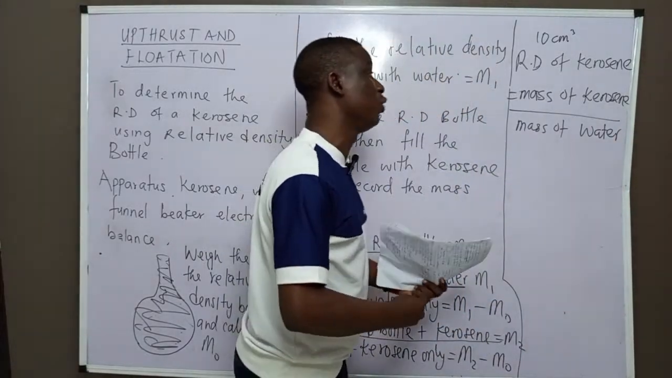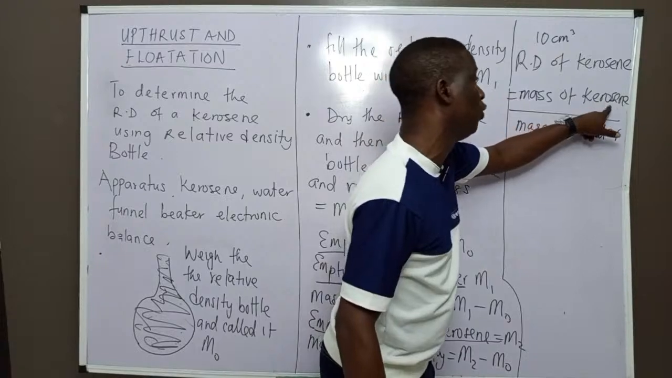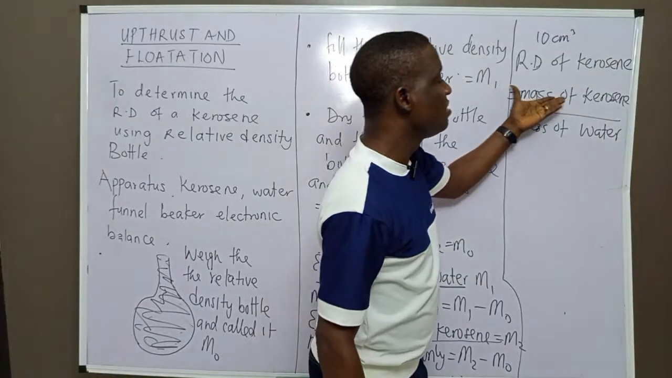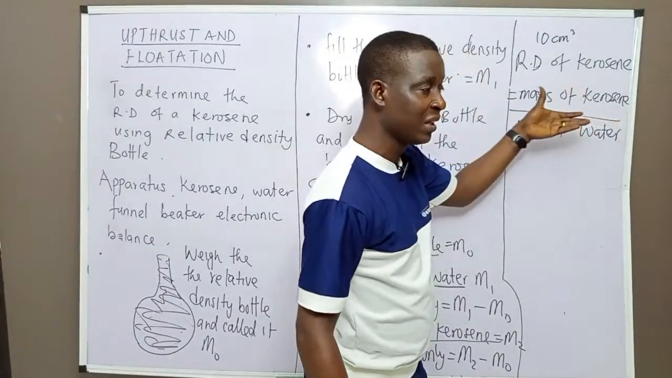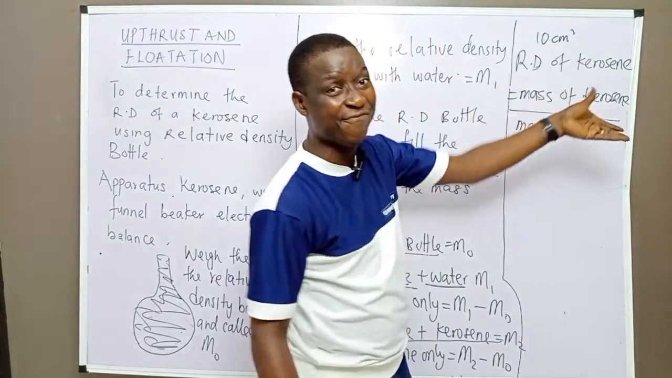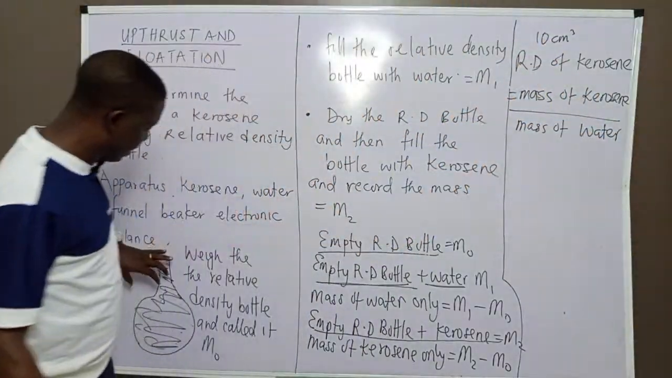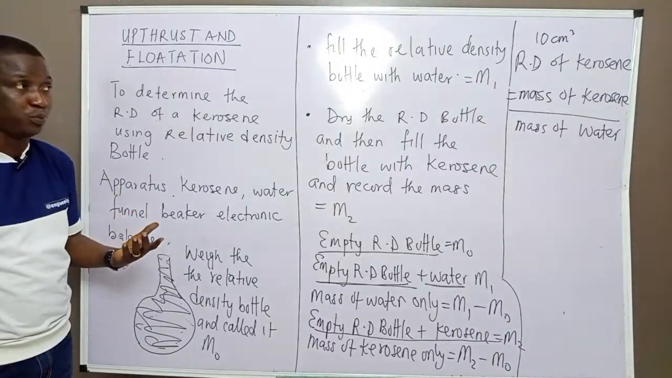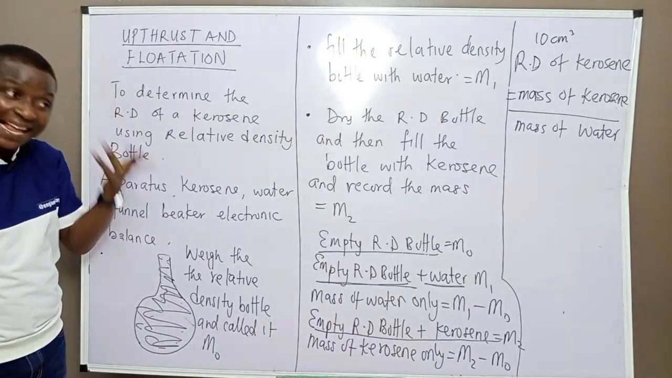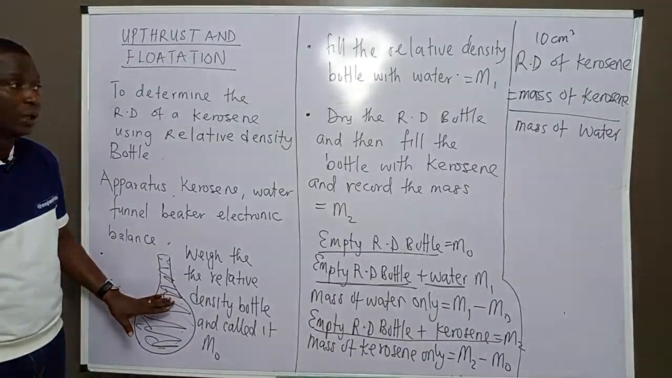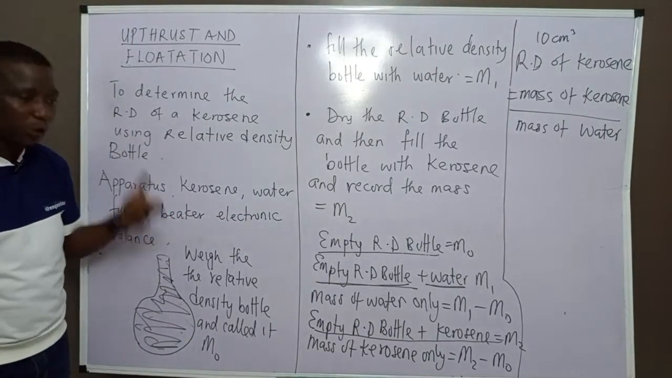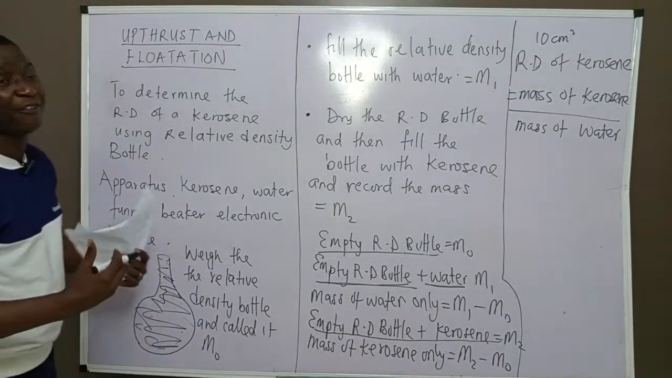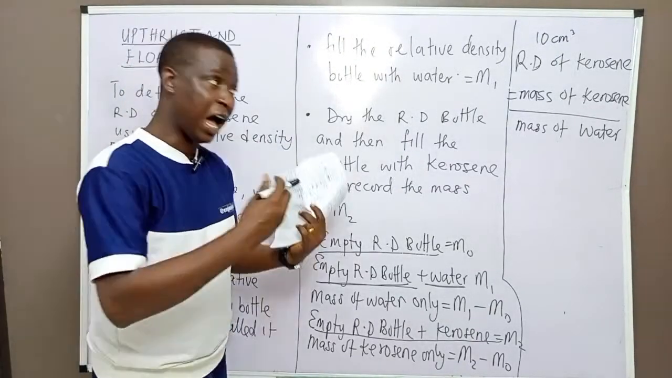So that's why some textbooks will tell you: mass of any volume of kerosene over mass of equal volume of water. Many of you have heard of it before. They're telling you that the kerosene volume and the water volume are being considered at the same volume. That is to say, if the capacity of the relative density bottle is 10 centimeter cube, the water must be 10 centimeter cube, filling the relative density bottle, and the kerosene must also be 10 centimeter cube, filling the bottle. So that means we are having equal volumes of kerosene and water.